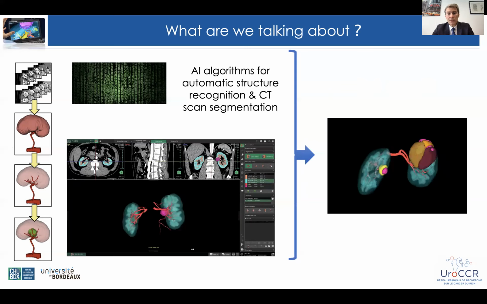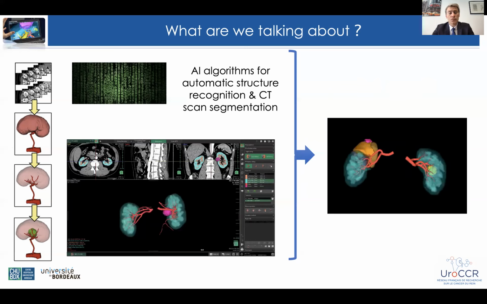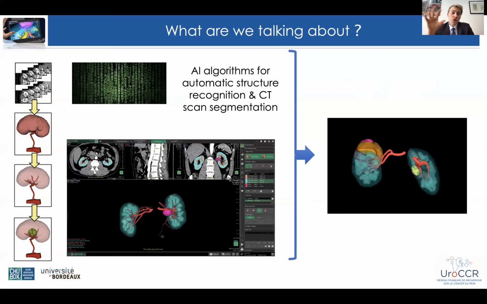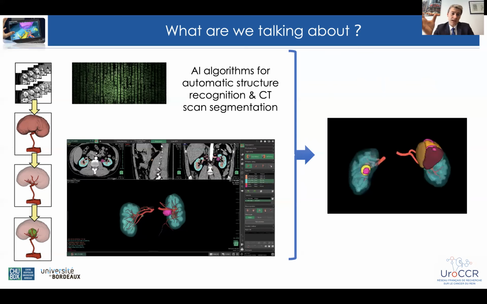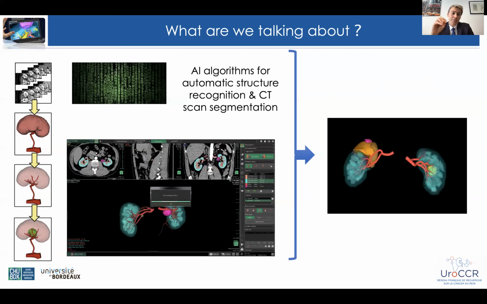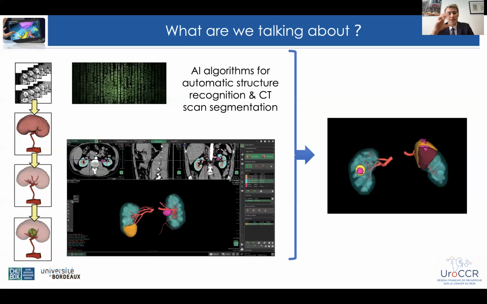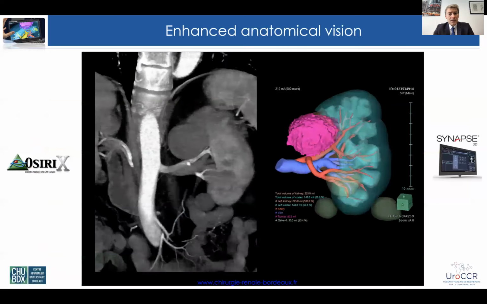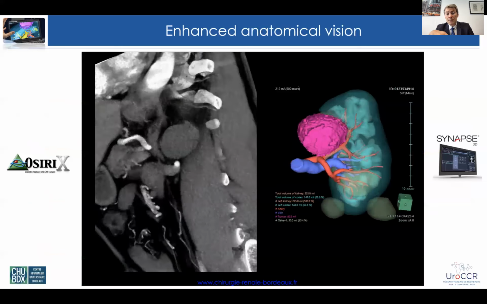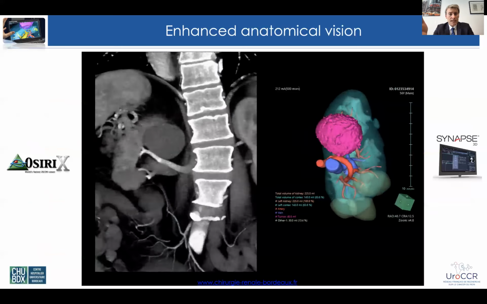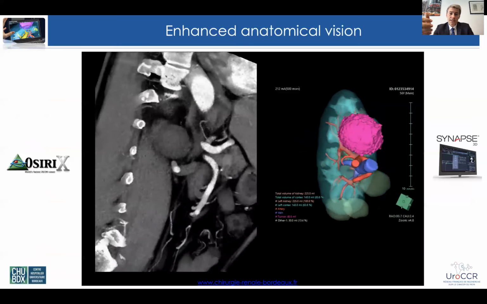This kind of software will also be able to predict the volume of the zones of ischemia, the extent of the ischemia, when we apply a clamping point. You can select a clamping point, and the software will calculate the ischemic zone. So these models will be of great help in the preoperative setting when we plan our surgery.